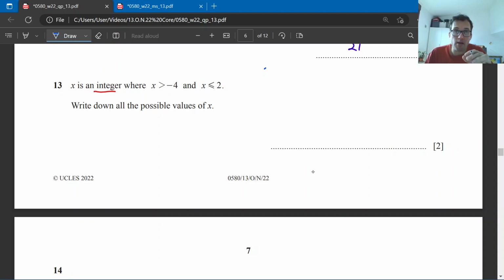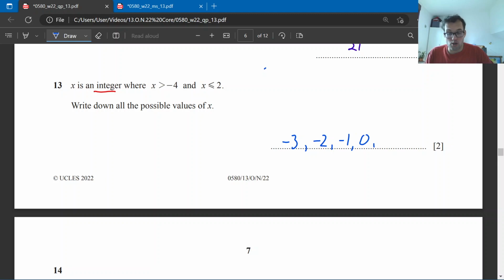So x is bigger than minus 4. What is bigger than minus 4? Minus 3. Okay. No, there's no line underneath, so it means we do not include minus 4. Alright, and then the next one. What is bigger than minus 3? Minus 2. Minus 1. 0. Okay, these are all integer values that it can be.